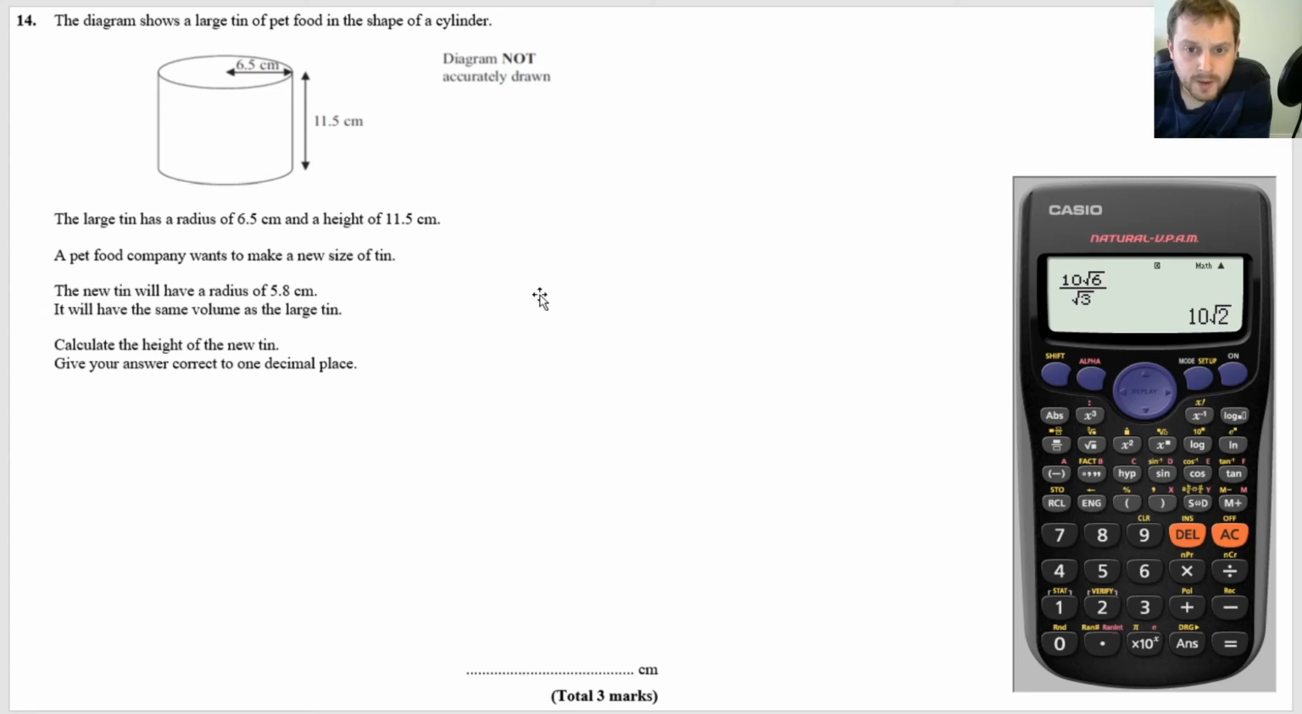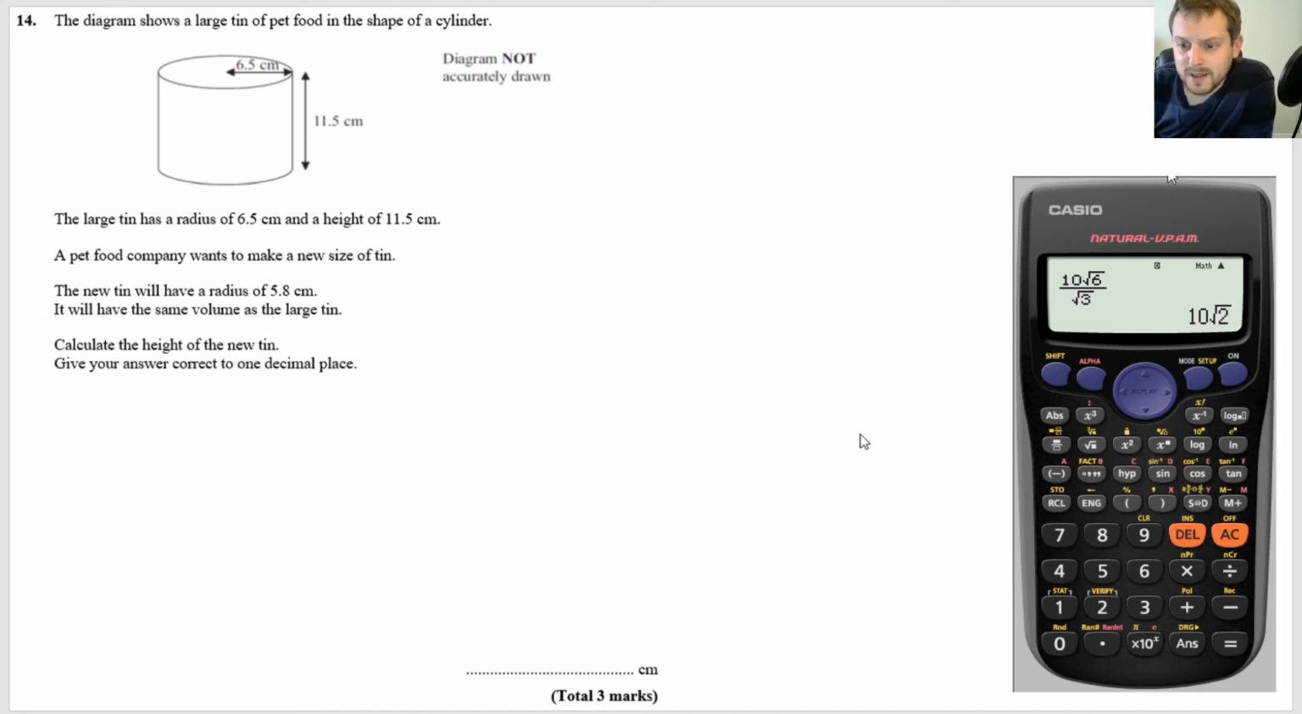The large tin has radius 6.5 and height 11.5. A pet food company wants to make a new size of tin. The new tin will have a radius of 5.8, but the overall volume has to be the same. So I guess the height will be a bit taller to compensate. We have to work out exactly how tall it is.